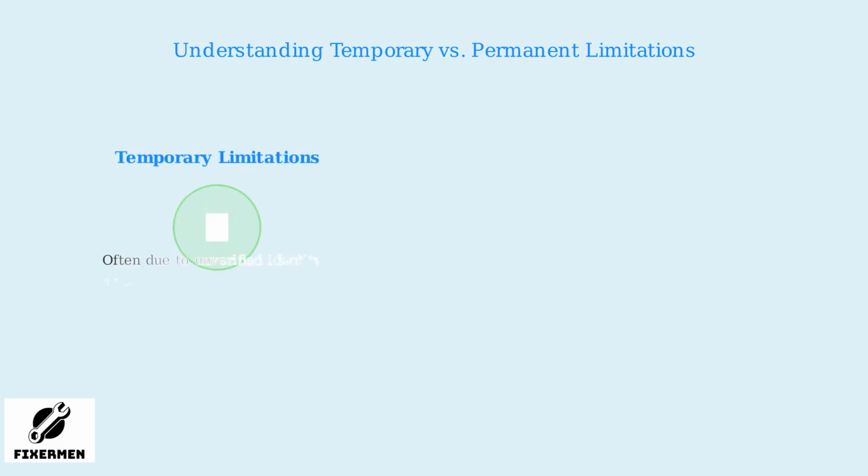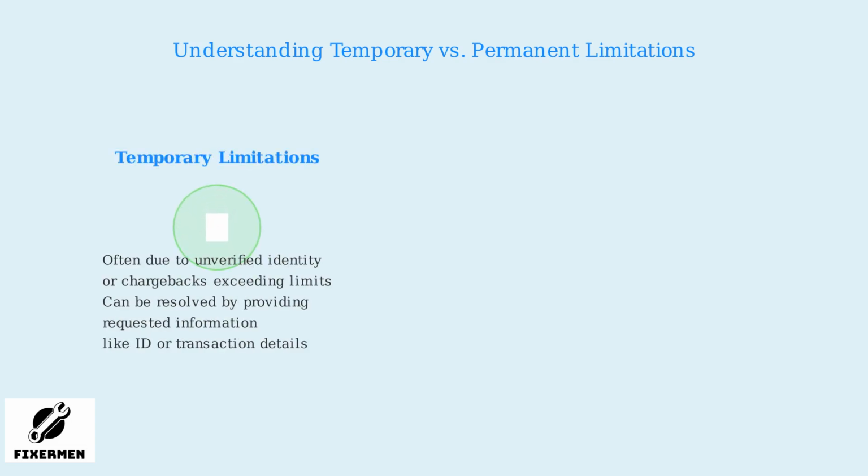According to PayPal's internal metrics, success rates are high, over 80%, if issues are addressed promptly. It's crucial to understand the type of limitation on your PayPal account to determine the best resolution approach. Temporary limitations are common and usually occur when your identity isn't fully verified or when you have chargebacks that exceed PayPal's thresholds. The good news is that temporary limitations can often be resolved simply by providing the requested information, such as proof of identity or transaction details.